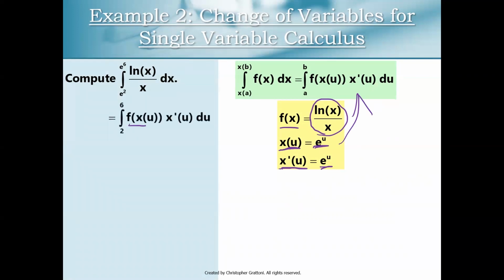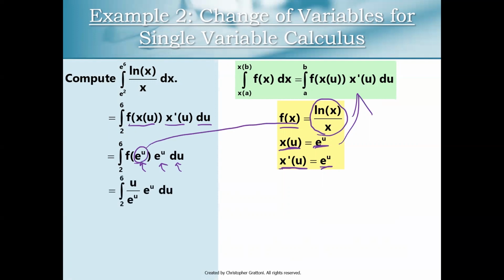So, okay, I'm going to have f of x of u, x prime of u du. So I'm going to plug in, remember, for all instances of x here, I put in an e to the u, also an e to the u for x prime of u, and then I've got a du. Plug e to the u into my function, natural log of x over x, I get u over e to the u times e to the u du, get a little bit of cancellation there, and now I have the integral from 2 to 6 of u du.